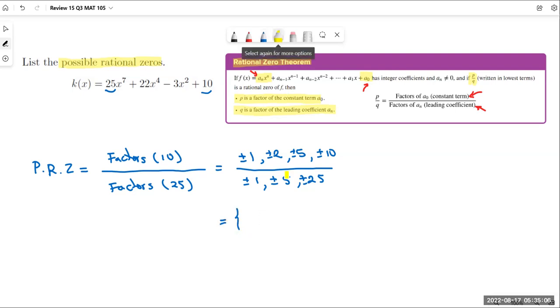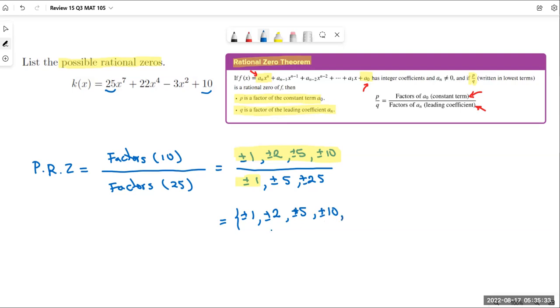So now we're going to write them down as a set. What we're going to do is divide all these numerators by the first one here. If we divide them by 1, it's going to be the same thing: 1 over 1 is 1, don't forget the plus or minus. 2 divided by 1 is 2, plus or minus. 5 divided by 1 is 5, plus or minus. And finally, 10 divided by 1 is 10, plus or minus.